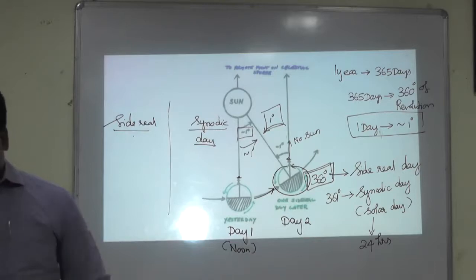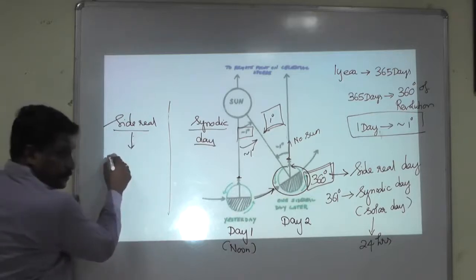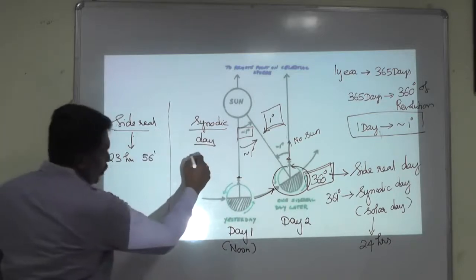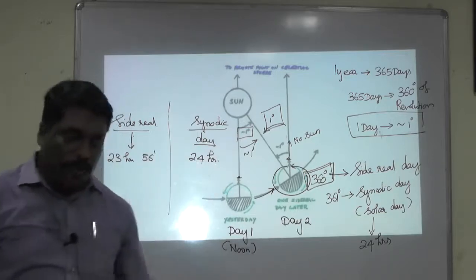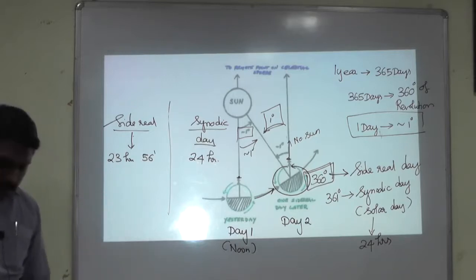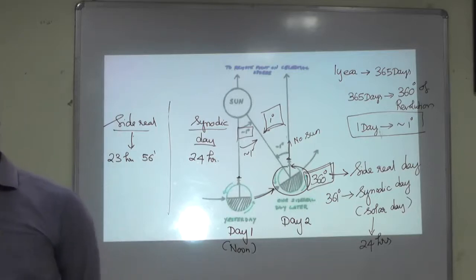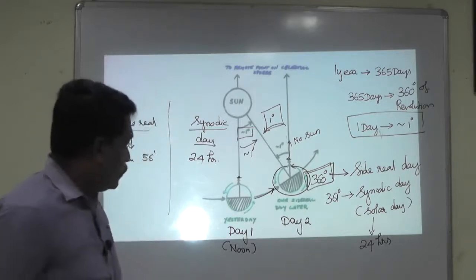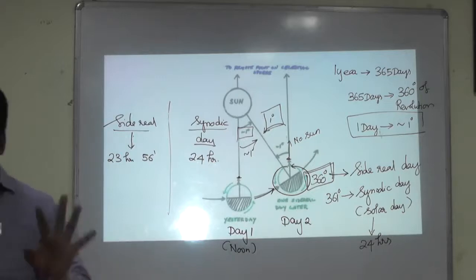Right. Now you know what exactly is the difference. What is the time taken for completing one sidereal day, my friend? 23 hours and 56 minutes. What is the time taken to complete the synodic day? Exactly 24 hours. That also you can write. Very important. Sidereal day takes 23 hours and 56 minutes approximately, whereas synodic day takes 24 hours. So far I don't have any problem, right?